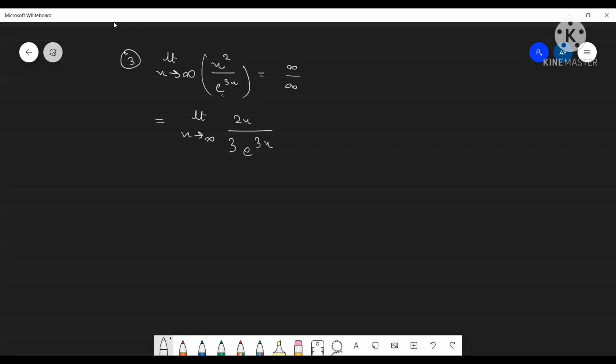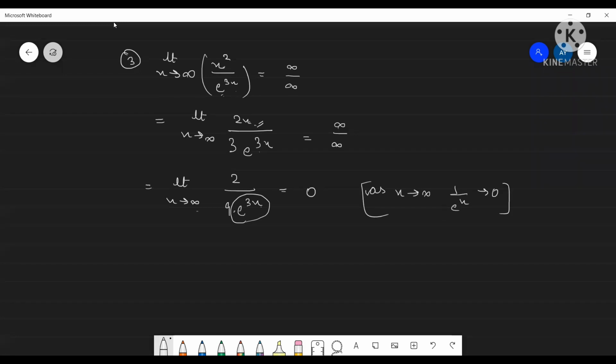Again, if you apply the limit over here, what will this be? Infinity by infinity form. Again, you differentiate with respect to x. The numerator will be 2, and the denominator will be 9 into e power 3x. So if you apply the limit now, something by infinity is equal to 0. Why? As x tends to infinity, 1 by e power x tends to 0.